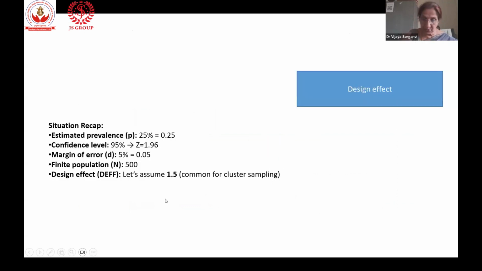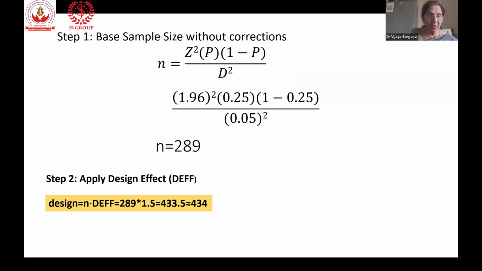So I think it is with the design effect adjustment. Manually we do apply design effect. So for design effect, we multiply the calculated sample size with the design effect. Manually, if you want to do, 289 into 2 is with a design effect of 2. If you want to take 1.5, 289 into 1.5, that is the design effect adjusted sample size. Okay, go to next slide.